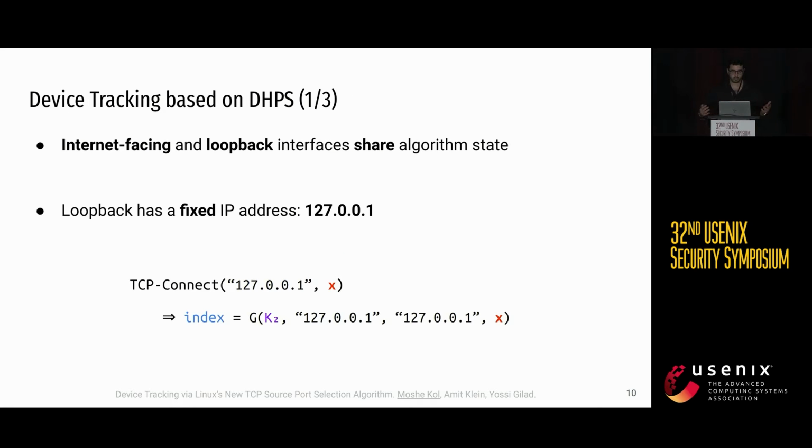So now we are going to combine these 3 potential issues into a powerful device tracking technique. The first observation is that the internet-facing interface and the loopback interface share the algorithm state. And what's so special about the loopback interface is that it has a fixed IP address. So if the client connects to a loopback destination, the counter that will be used in the source port calculation will only depend on the key K2 and would be network independent.